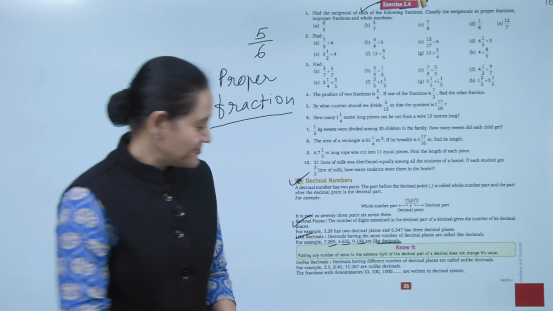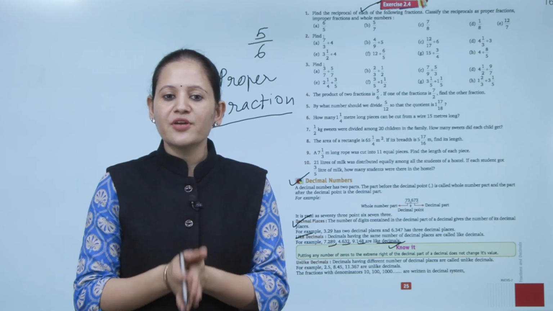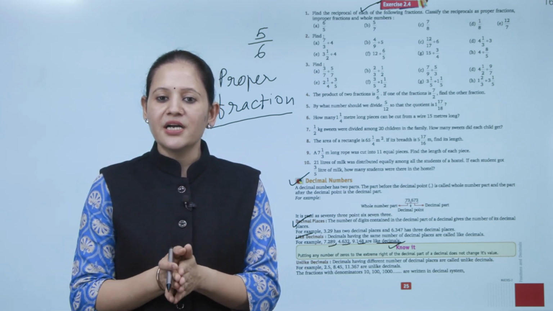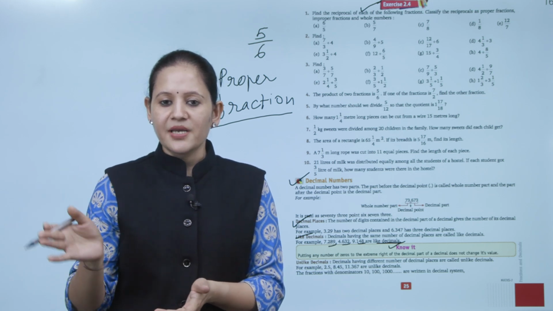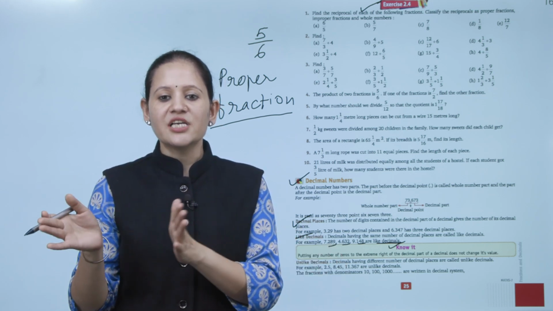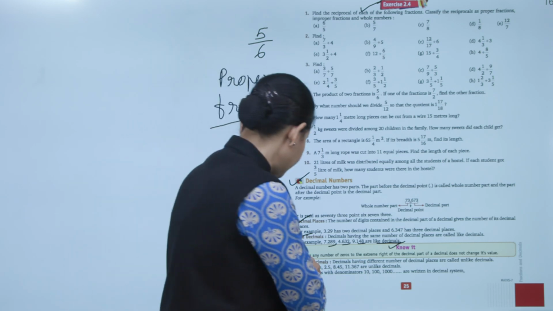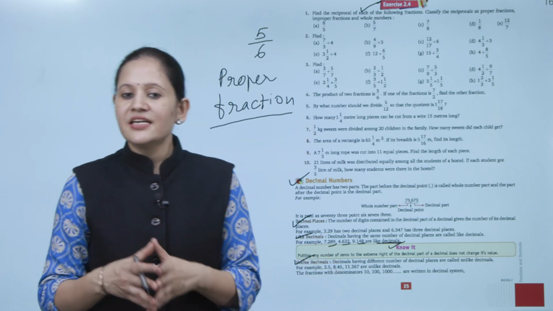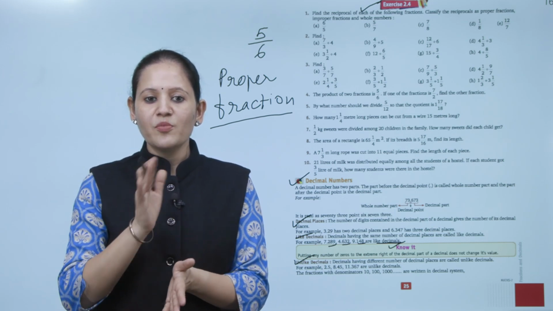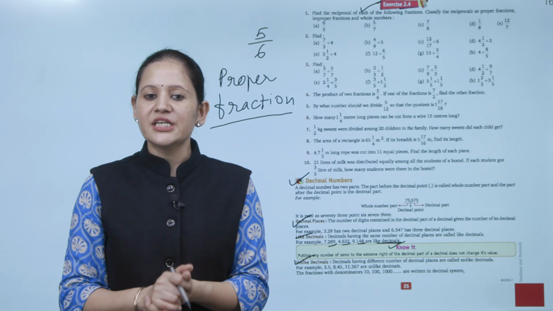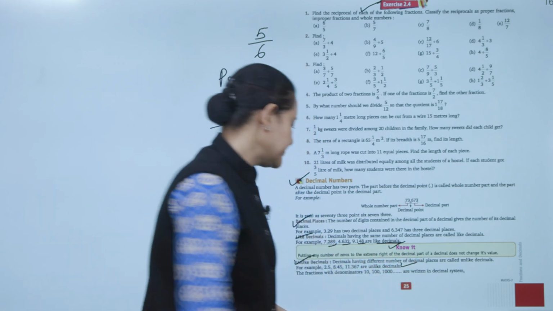Next is know it. Putting any number of 0s at the extreme right of the decimal part of a decimal does not change its value. So on the extreme right, we can add as many 0s as we want, the value will not change. Next is unlike decimals. Decimals having different numbers of decimal places are called unlike decimals. For example, 2.5, 8.45, 11.367 are examples of unlike decimals.